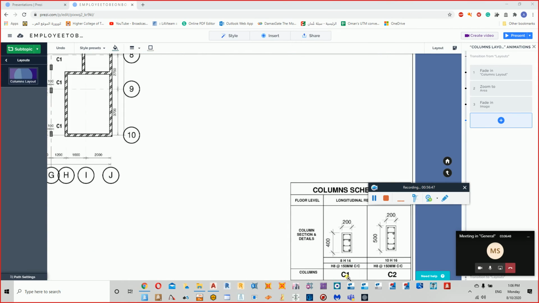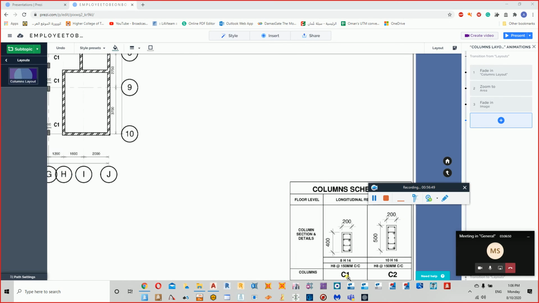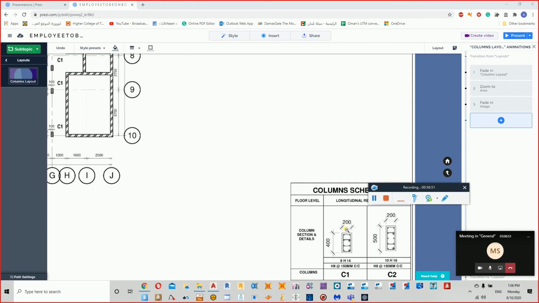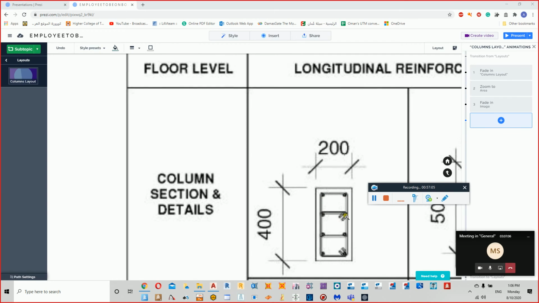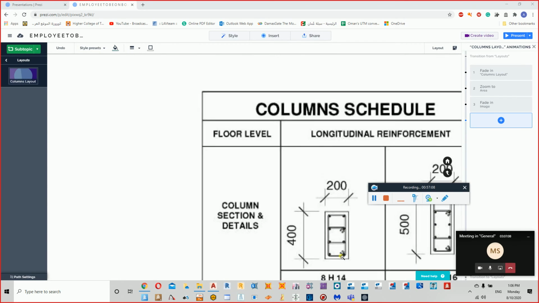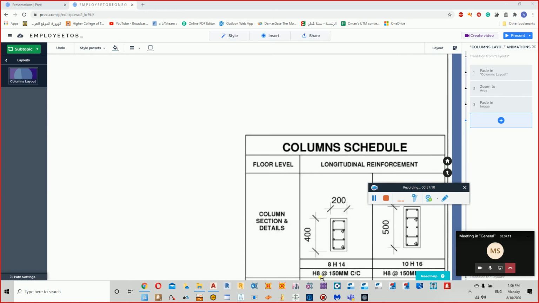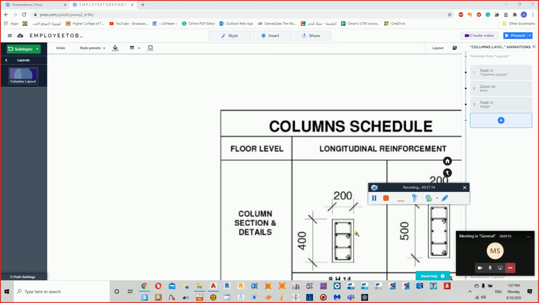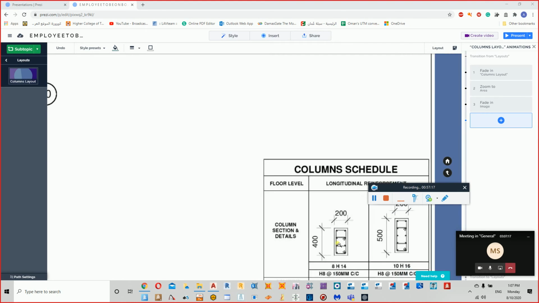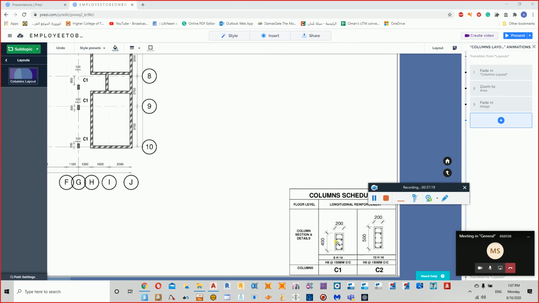So we have C1. Okay, so we have C1. In this C1 we have H8 at 150, and then we have 8H of 14. So what we have, 8 bars. So there are 8 bars of 14 diameter, and then we have H8 of 150. So the spacing for the link is 8 millimeter. The spacing between one and another link is 150 millimeter.